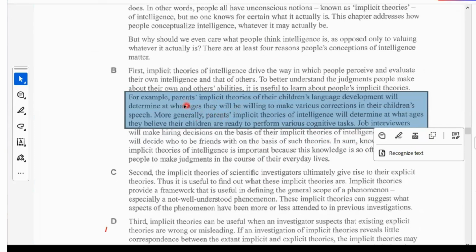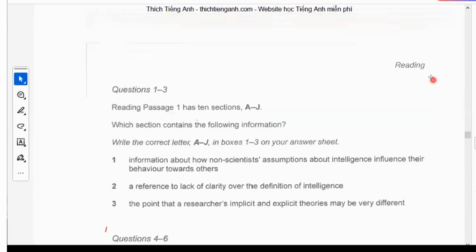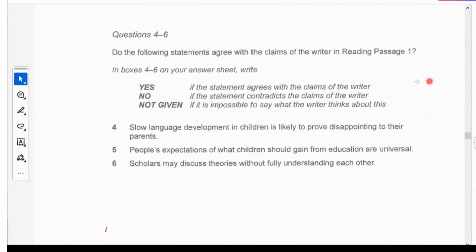So I'm going to pick not given. I'm going to pick not given for that question. Prove disappointing, so this issue is not showing up. Anytime you see something that is not showing up, anything in the statement that you can't see in the passage, most likely the answer to that question is going to be what? Not given. So number 4, I'm going to pick not given. Okay.